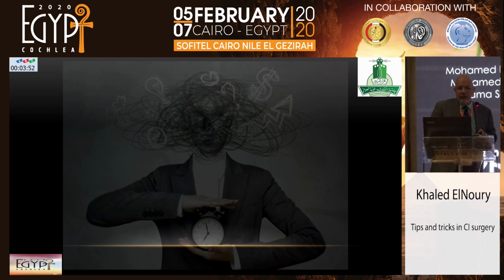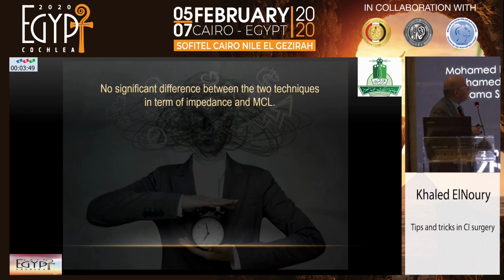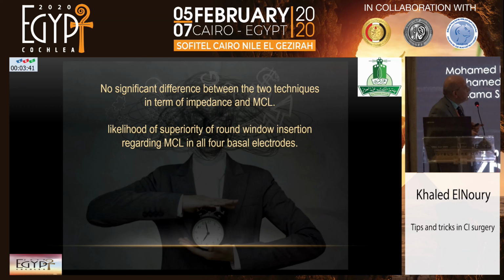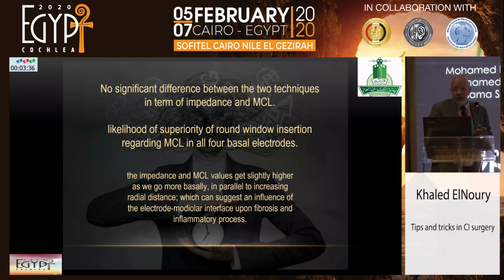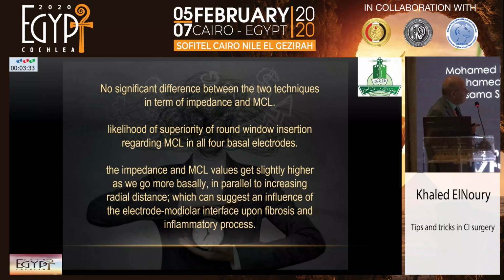When we did the statistical analysis, there was no significant difference between the two techniques in terms of impedance and MCL. Likewise, there was no superiority of round window insertion regarding MCL in all four basal electrodes. The impedance and the MCL values get slightly higher as we go more basally, in parallel with increasing radial distance. So probably the electrode goes a little bit away from the modiolus. This suggests the influence of the electrode-tissue interface upon fibrosis and inflammatory processes, because this is the widest area of the cochlea.